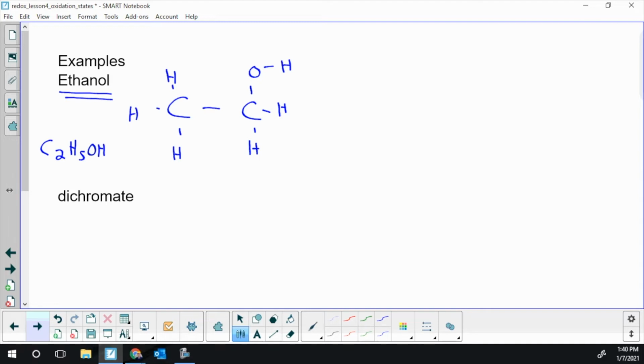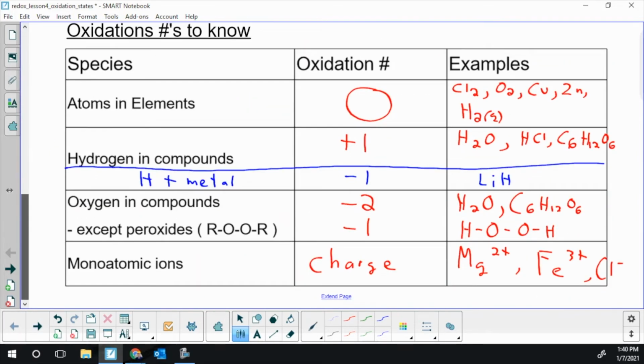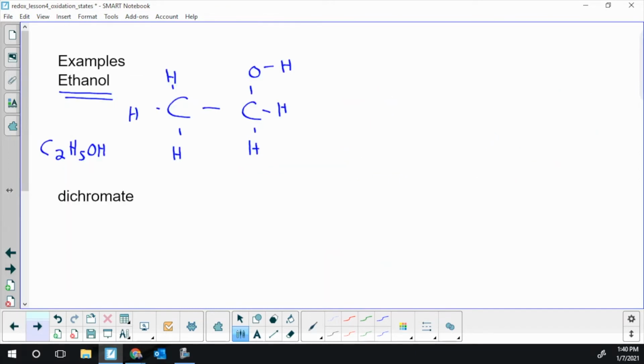The first thing you and I are going to do is think through the table we just looked at and assign all the oxidation numbers we can based on this table. So atoms and elements, hydrogen, oxygen, and monoatomic ions. Well, I see hydrogen and oxygen that we should be able to do. Hydrogen in a compound, not hydrogen by itself, which would be 0, but hydrogen in a compound is always 1+ as an oxidation state. So there are 6 different hydrogens that I'm labeling 1+.